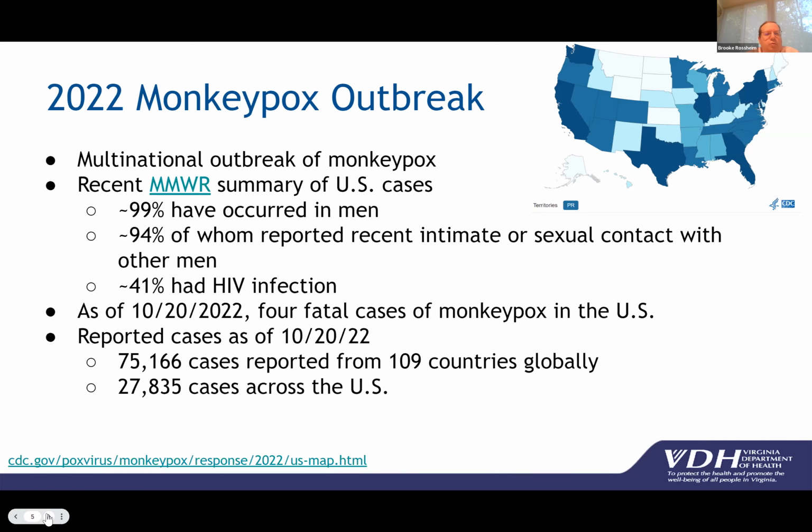As of October 20, 2022, there have been 4 fatal cases of monkeypox in the US. And as of October 20, 2022, in total, there are 75,166 cases of monkeypox reported from 109 countries around the world, and 27,835 cases across the US.